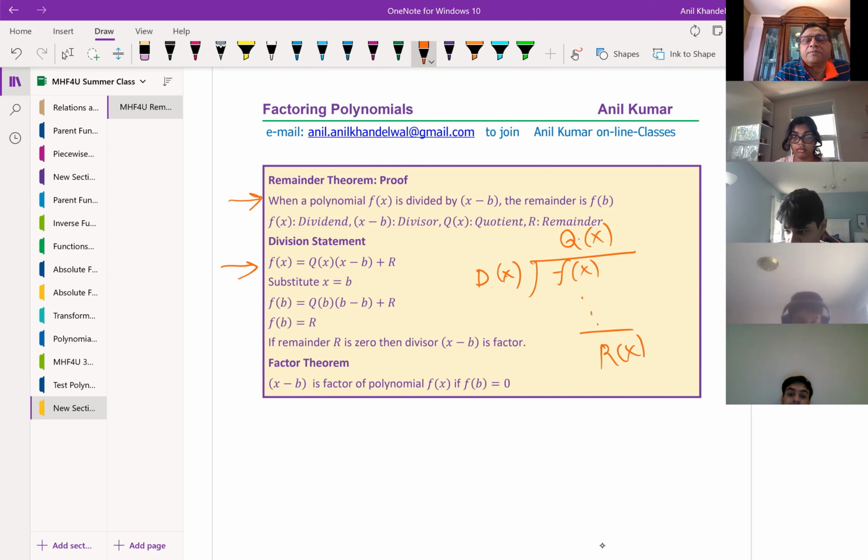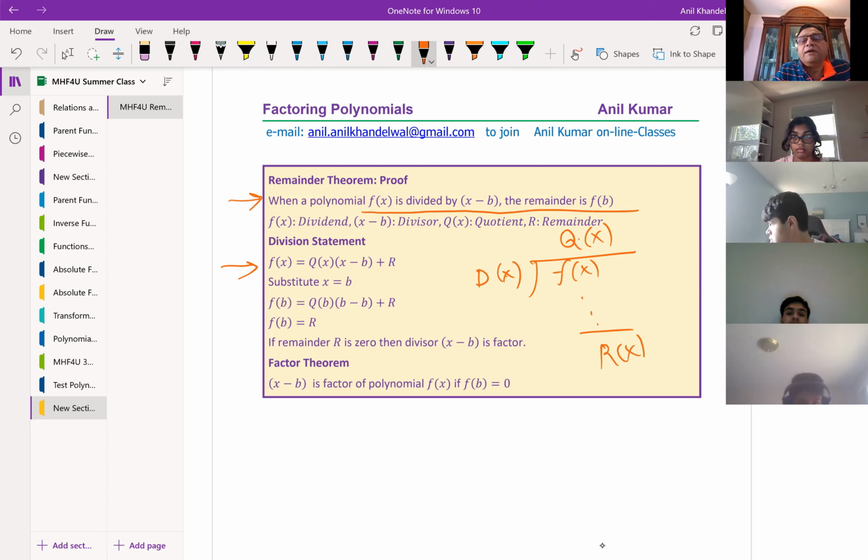Now, think like this. What am I saying here? I'm saying that f of x is divided by x minus b, and the remainder is f of b. f of b means what? f of b means that x equals b, correct? That is the meaning, right?